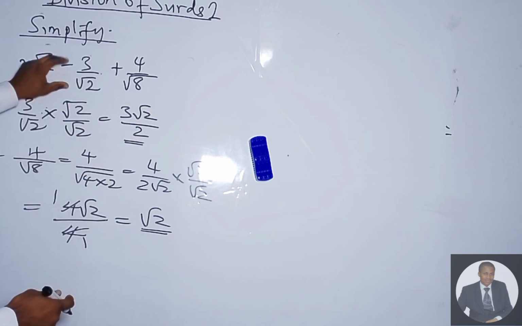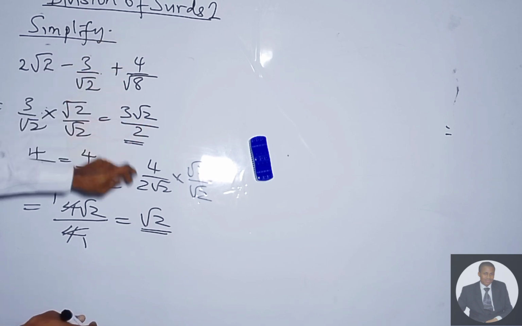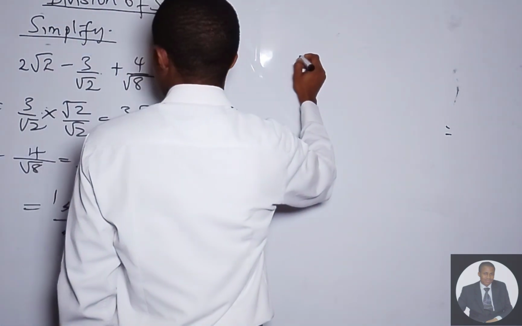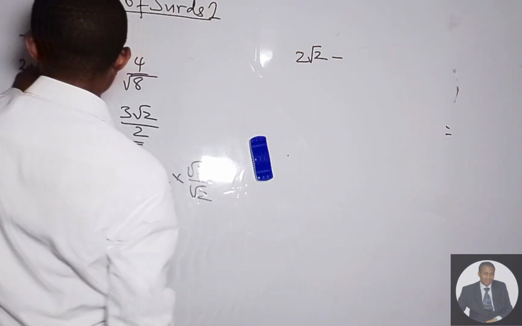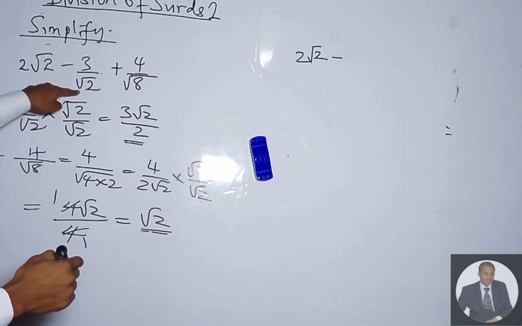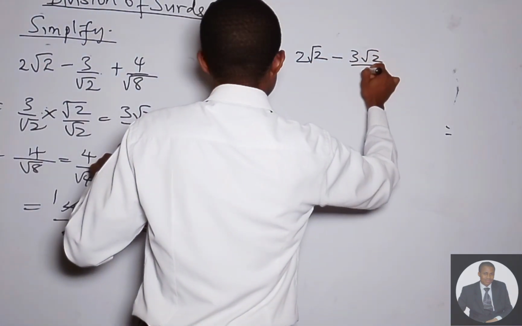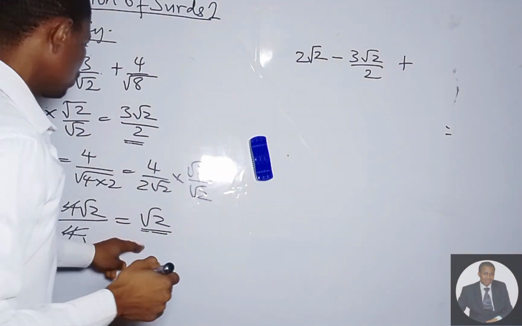So it means this question is the same as saying root 2. This 3 over root 2 is 3 root 2 over 2. 4 over root 8 is the same thing as saying root 2. So we rewrite our question this way: 2 root 2. After rationalizing, instead of saying 3 over root 2, we say 3 root 2 over 2. Then plus, instead of saying 4 over root 8, we say root 2.